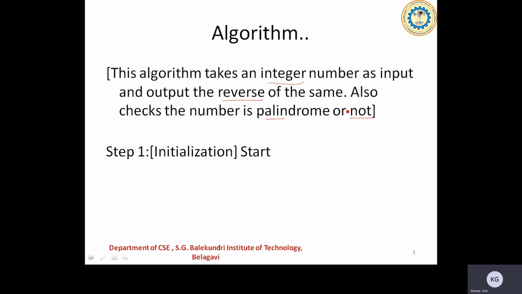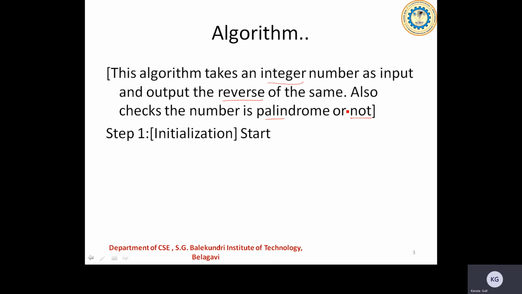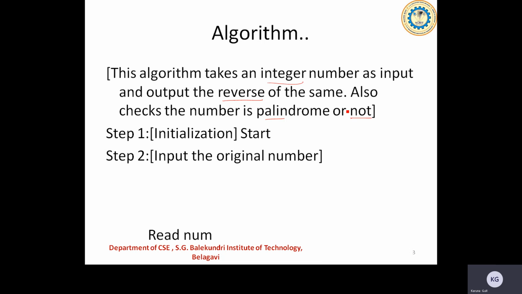How do I proceed? First I need to read a number there. I'll start by reading a number, so the number is read as num. Then initially I'll take the reverse as 0, because I want to get the reverse of the given number there.